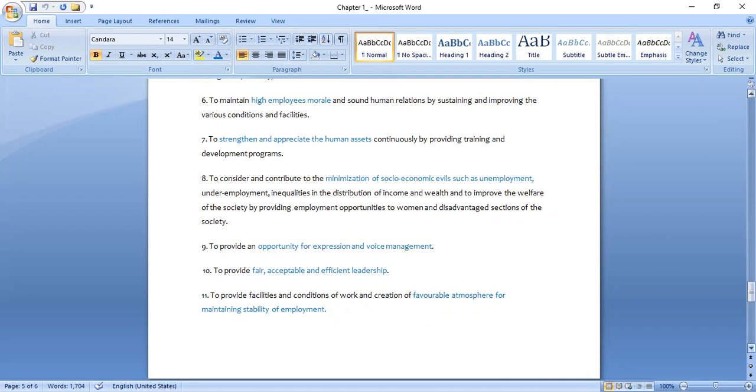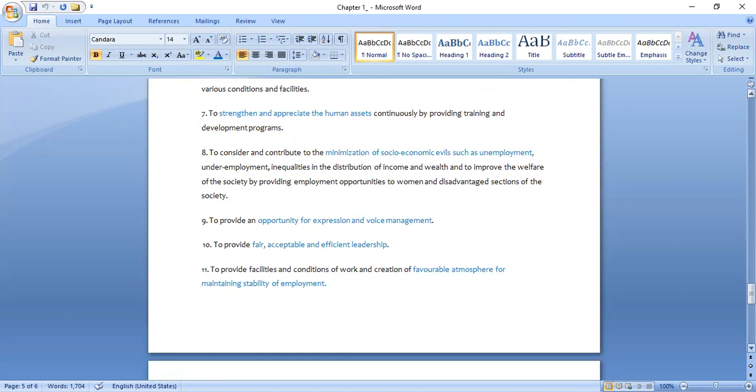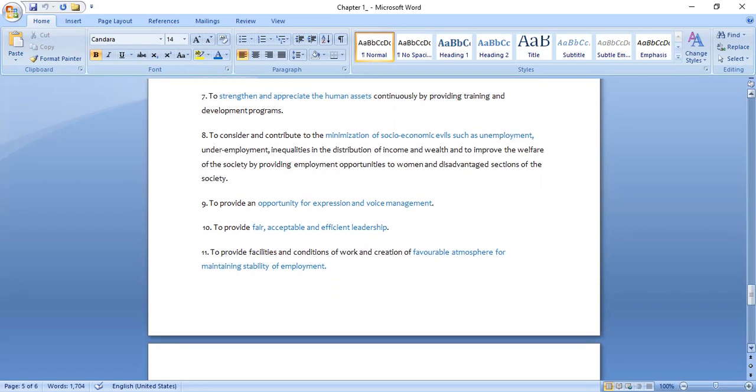Then human resource management also aims at strengthening and appreciating human assets, right? Appreciating these employees is important through training and development programs, right? So the appreciation can also be in terms of just thanking these employees. Even just saying thank you can be an appreciation, right?